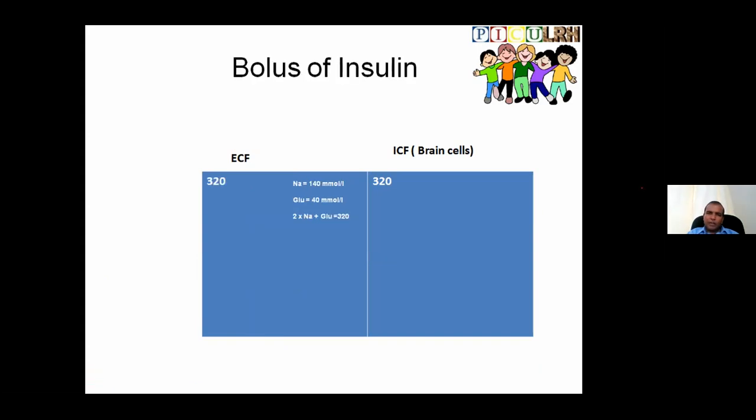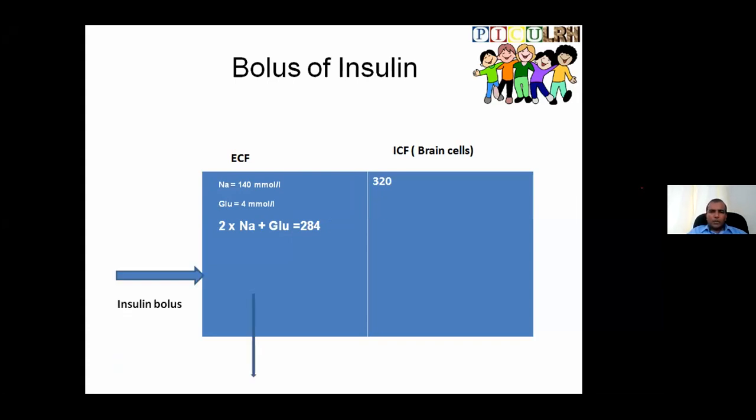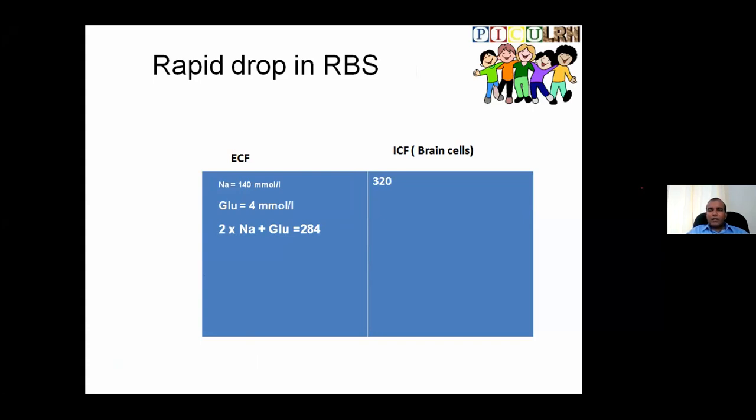Bolus of insulin, same thing will happen. Now, initially glucose is 40. So if I am using a bolus of insulin, and the glucose becomes 4, now the osmolarity is 284. So you are dropping extracellular osmolarity. It will shift from extracellular to intracellular compartment, cell edema, and the child. Even without the insulin bolus, if you give an insulin infusion, there's a rapid drop of sugar. The same thing will happen.